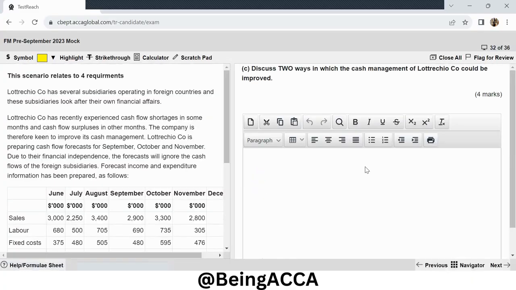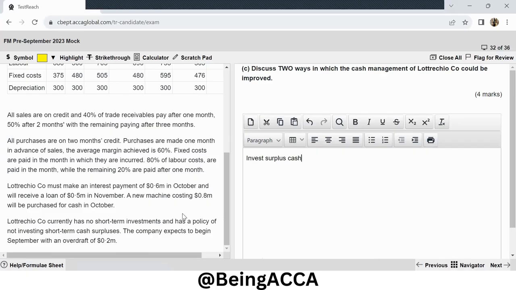The next one is: discuss two ways in which the cash management of Lottrechio company could be improved. So how can they improve the cash management? First of all, they can invest their surplus cash. We are also linking it to the scenario, because in the scenario it is mentioned that they are not investing their short-term cash surpluses. So if they start to do that, they will have improved cash management. They will earn money from their surplus cash also.